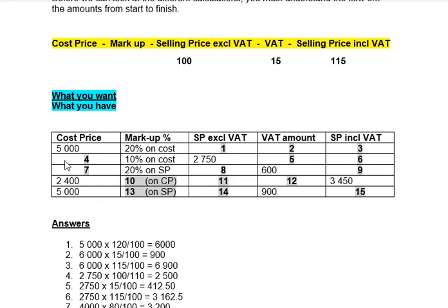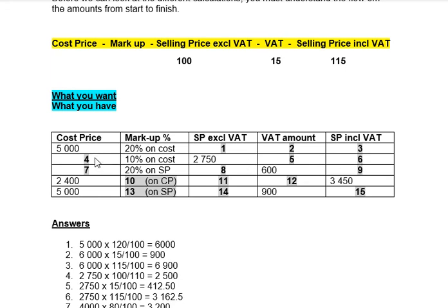Okay, let's take the next line. The next line, we don't have the cost price. We know that the markup is 10% on cost. This time we have the selling price before VAT. So now we have the selling price and we have to work our way back to the cost price. We also don't have the VAT amount or the inclusive amount.